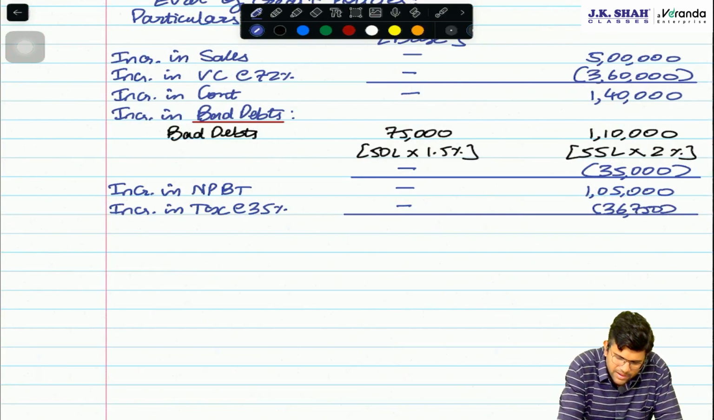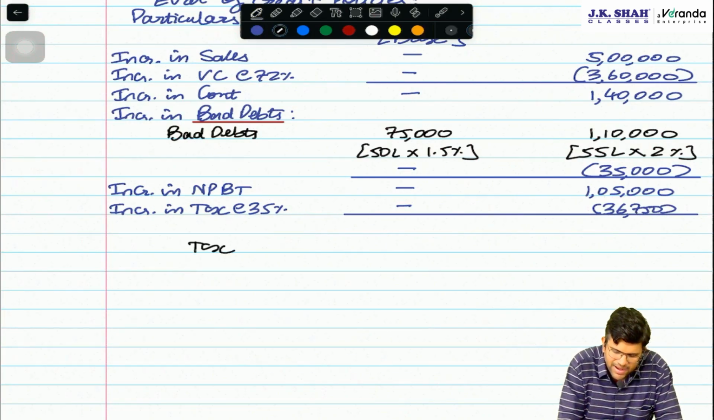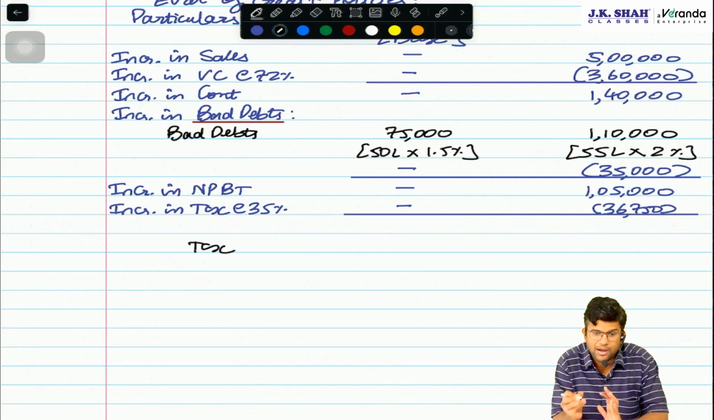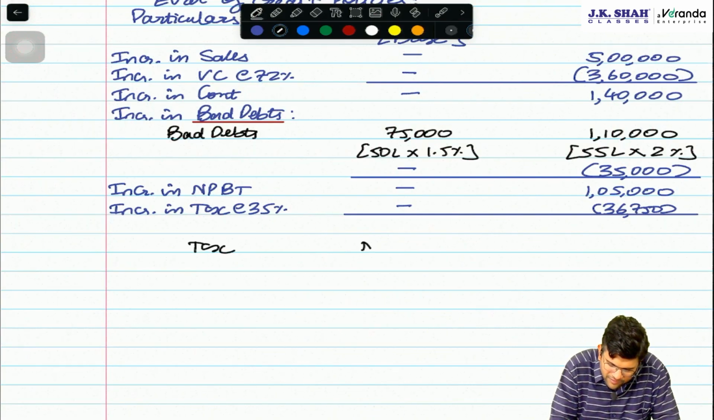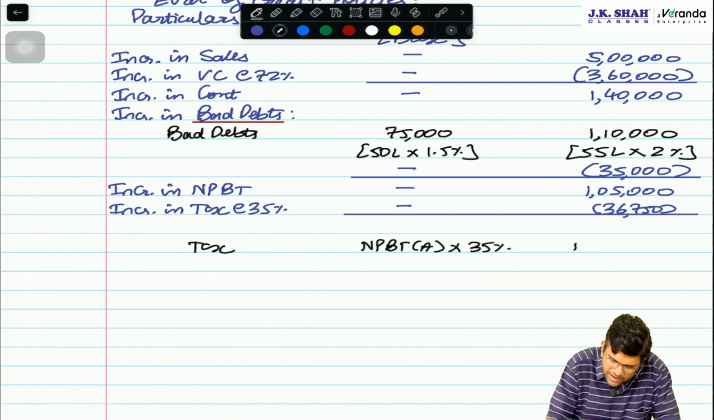Please pay attention. If I would have calculated tax separately for both, like how I did bad debts, then do you realize here there would have been NPBT of plan A into 35%, and here it would have been NPBT of plan B into 35%.